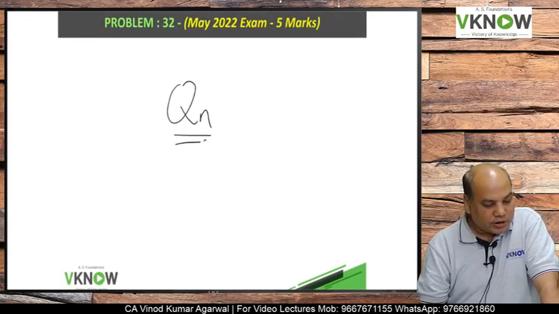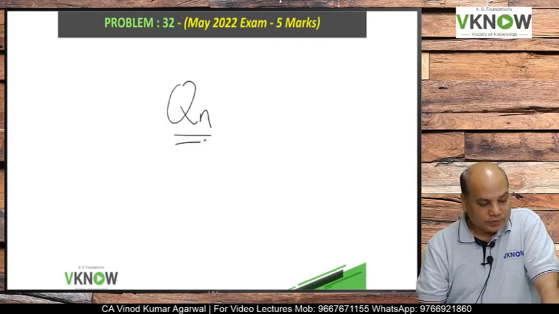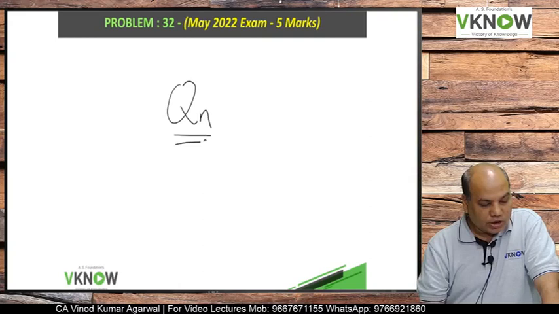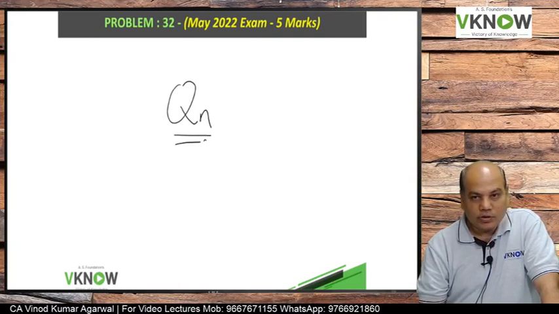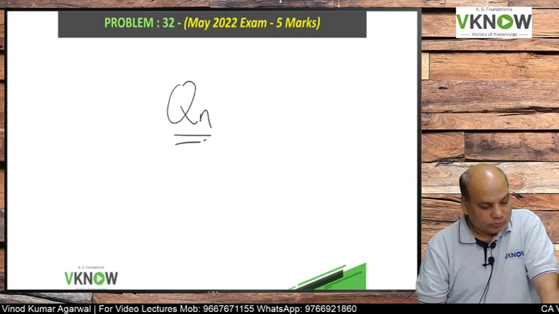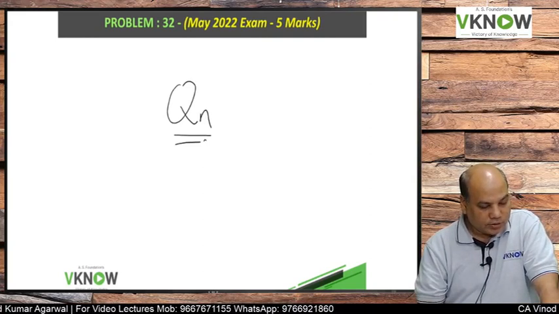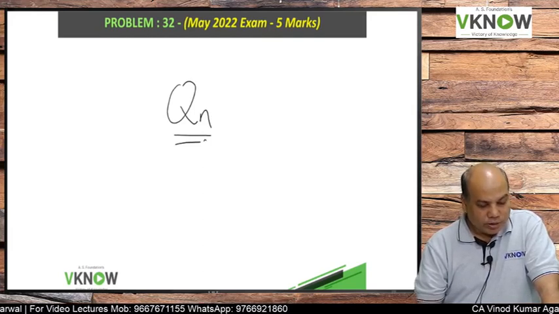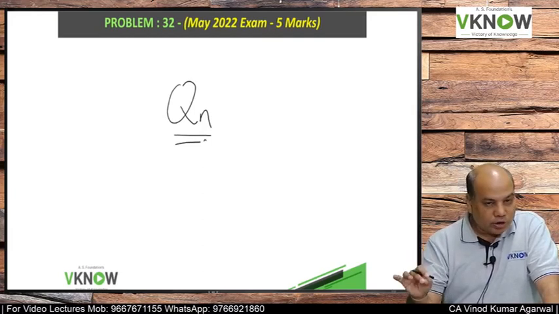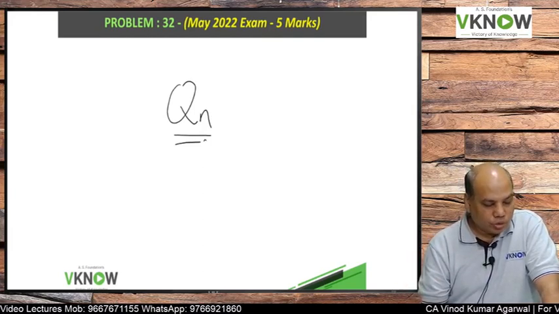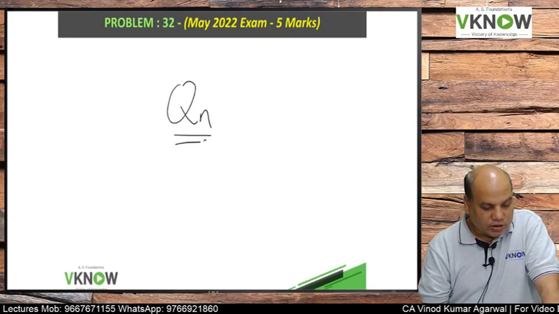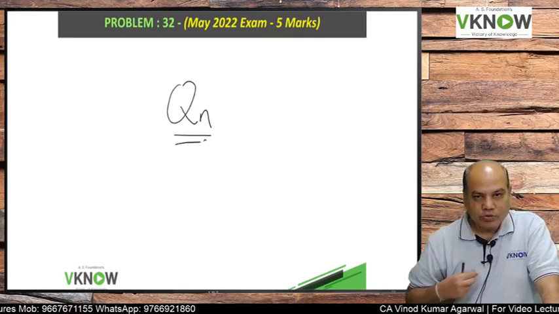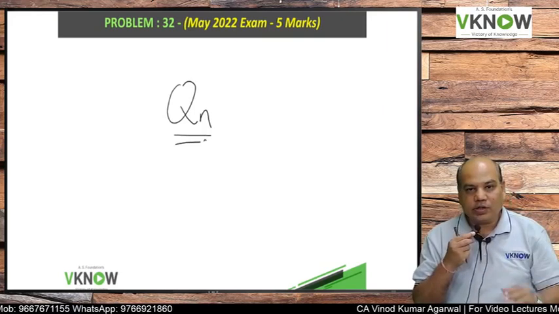P Limited is considering a project with the following details. Initial cost is 1 lakh. Annual cash inflows: 30,000, 40,000, 50,000, 60,000. Life 4 years. Cost of capital 10%. Measure the sensitivity of the project to changes in initial project cost. So this is a problem on sensitivity analysis.